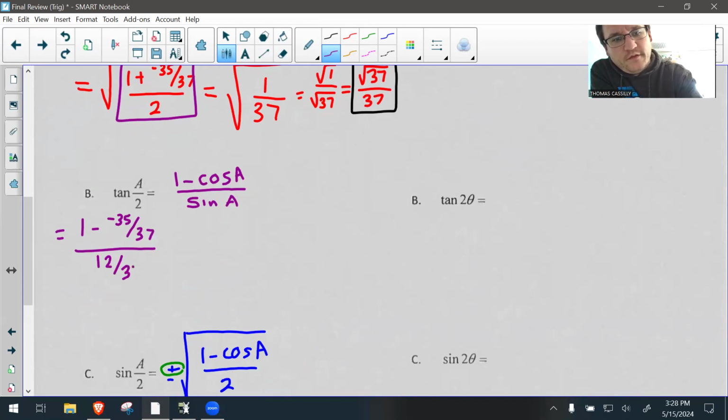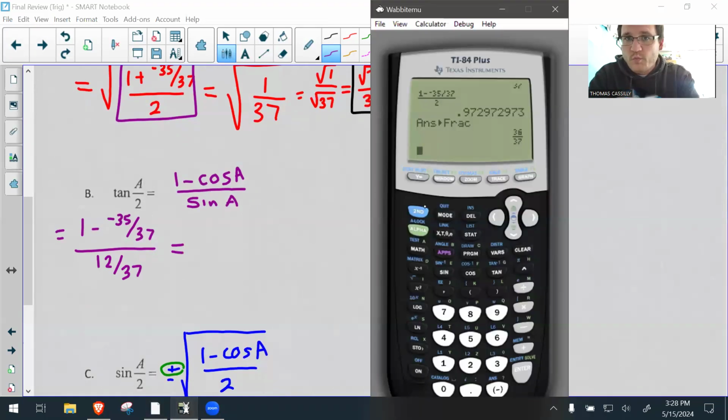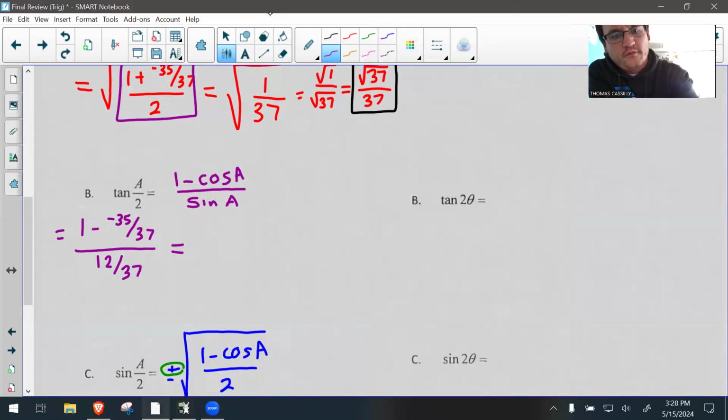This one's actually a little bit easier because there is no square root involved, so that's kind of nice. But we can type it in a calculator all the same. So make your fraction, alpha y equals, all that good stuff. 1 minus negative 35 divided by 37. All right, that's going to go on top. And then you have 12 divided by 37 goes on bottom. All right, hey, that's a 6. That's a nice clean number for us. So this equals 6. All right, and there we have it. That is your half angle identity.